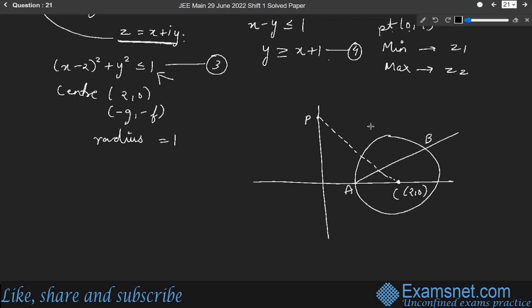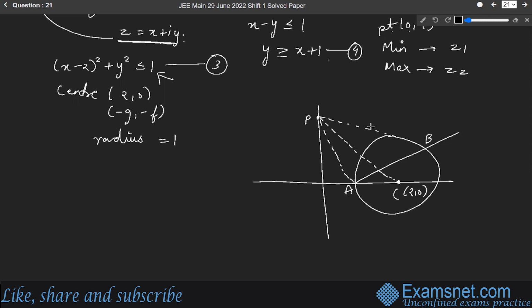Now let us join it with point A and point B. So when we join it, you can see that it forms a tangent to the circle, right? PA and PB are the tangents to the circle. And whenever we form a tangent, it means that it forms an angle of 90 degrees. All right. So for both the equations, we have to take the common part.